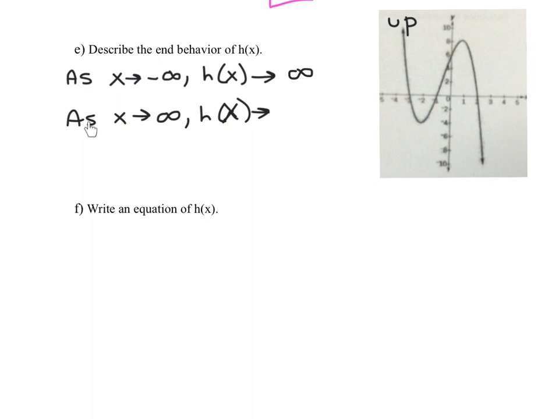And then this means as x, so we say as x approaches positive infinity. So that means as we go to the right on our graph, what are the y values doing? What is h of x approaching? We'll see how this arrow is pointing down. What that means is it's approaching negative infinity.